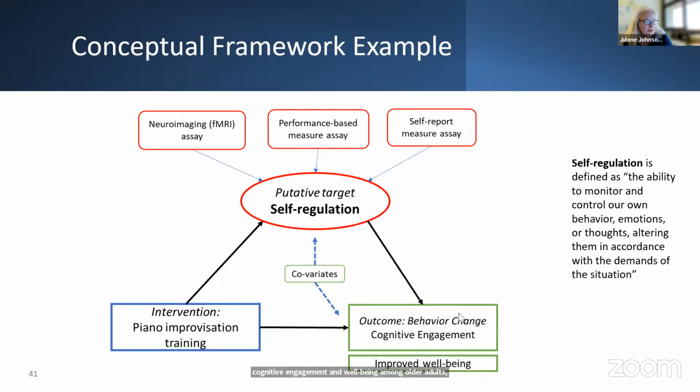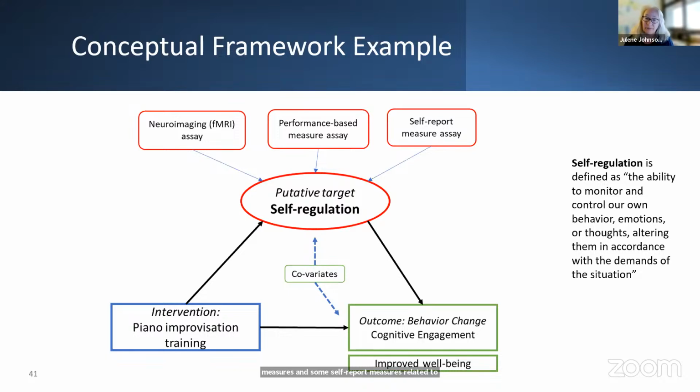And this, as I mentioned, is part of the science of behavior change concept. And there's a whole website related to outcomes and constructs related to science of behavior change. But then you can see that as part of our grant, we're going to be using these top, what we call assays, to try to better understand if self-regulation is part of one of the mechanisms that can improve cognitive engagement. And we'll do that with some functional MRI, working with Dr. Charles Lim. We'll also have some performance-based measures and some self-report measures related to self-regulation.